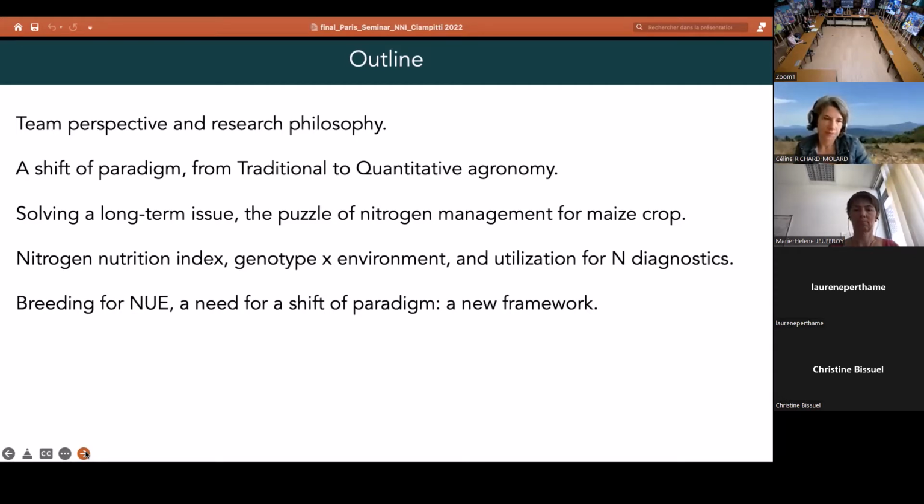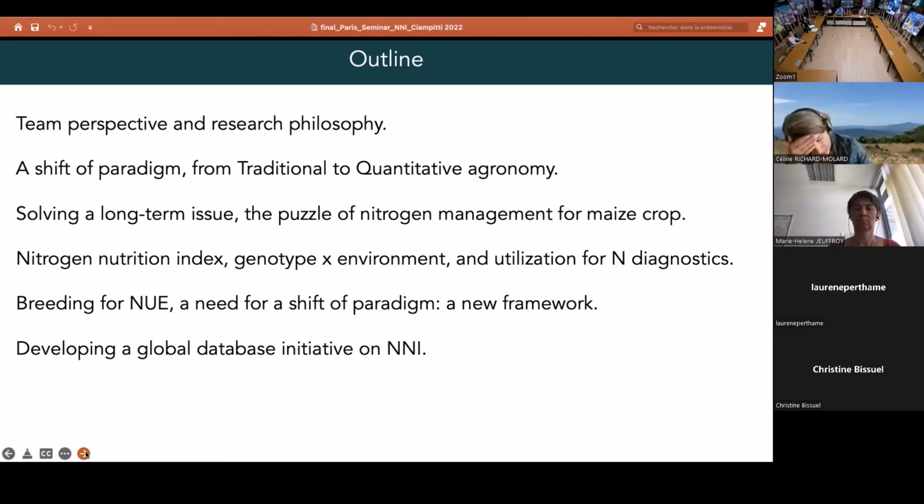And then finally, we will enter into the idea of discussing breeding for nitrogen use efficiency and how we need to start thinking about changing this framework, and conclude. One of the main points of my visit is to see if we can expand our collaborations, and in order to do that, we established this global database on nitrogen nutrition index.